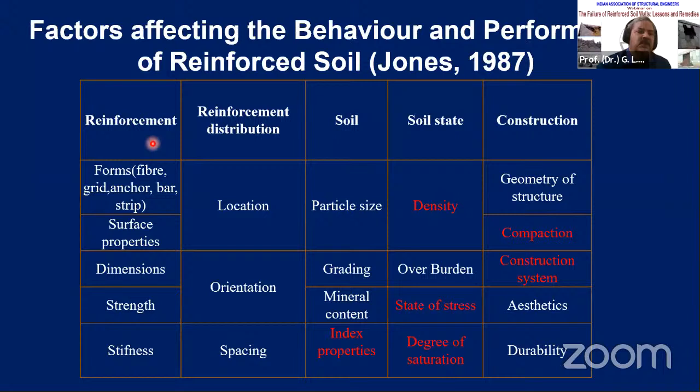Soil reinforcement, we know all of them now; geogrid companies know, steel people know, everything is fine. So we have different types: forms, surface properties, dimensions, and strength and stiffness. That is why we have different types of products. Even the reinforcement positions, like how do you locate, what should be the spacing, the orientation, by and large everything is understood. But even for the backfill soil, what should be the particle size, the code says, grading, mineral content, index properties. So they even specify the index properties.